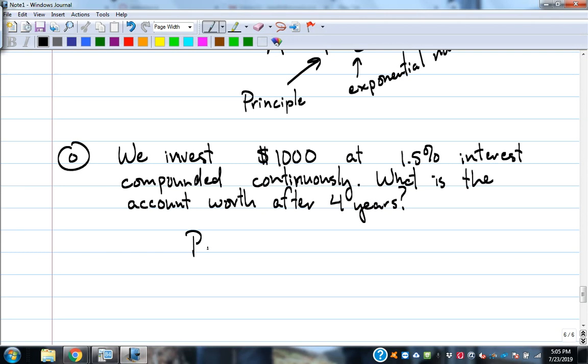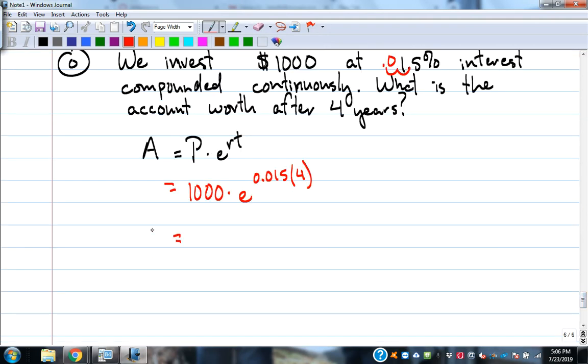So that's P e to the rt. The principal investment is 1,000. e to the rate. Again, we're going to set that as a decimal, so it's 0.015. And then the time is in years, so 4 years. And we're just going to work this out, find out what the account is worth.